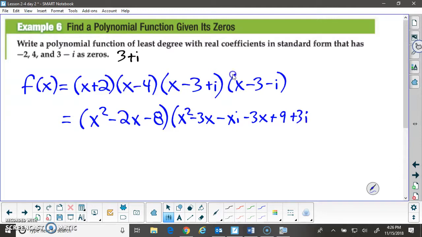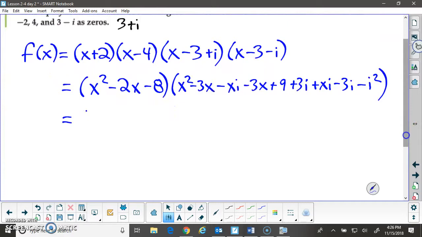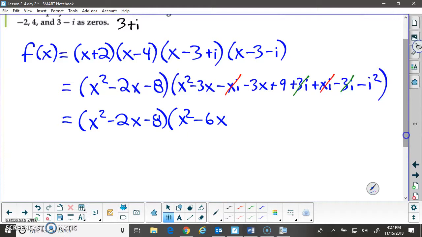That positive 3i is going to cancel. That positive xi is going to cancel. The negative 3i is going to cancel. The negative i squared is going to simplify. So if I rewrite that second grouping, I'm going to get x squared minus 6x. And you can see that I can cancel this and this. I can cancel this with that. And so I end up with just a 9 plus 1, which is 10.